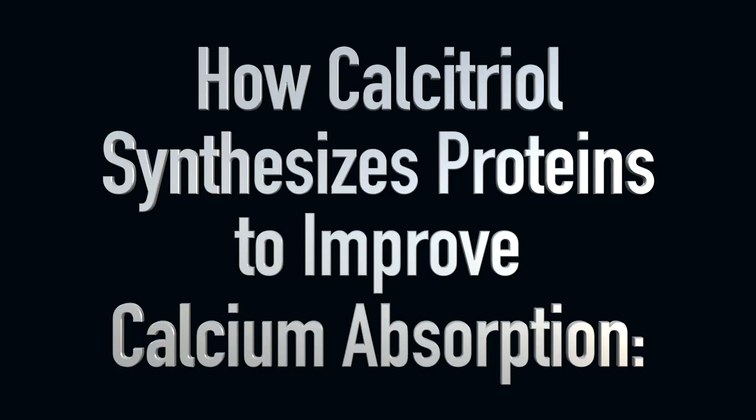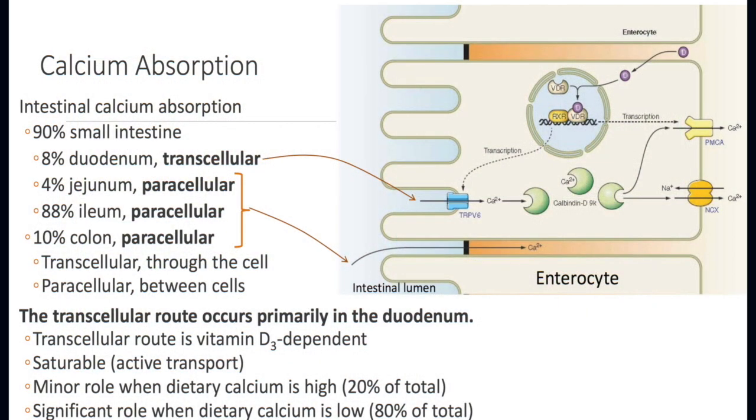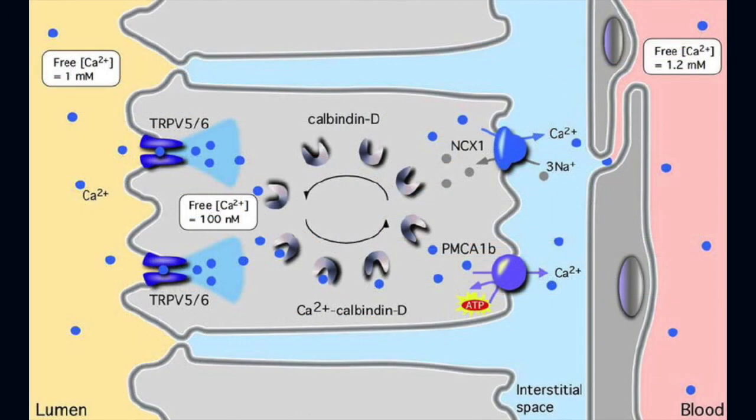Now, let's take a look at the biochemical mechanism by which calcitriol acts to improve calcium absorption in the small intestine. When calcium enters the lumen of the small intestine, it is brought into the intestinal cells, which are known as enterocytes, through a calcium transporter where it binds to proteins in the cytosol known as calbindin D. This allows the calcium to be transported to the other side of the enterocytes, where it can be pumped out into the bloodstream via an ATP-dependent calcium pump.